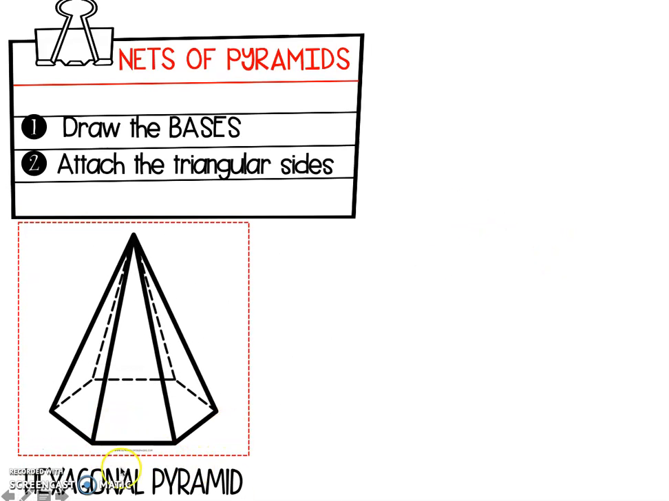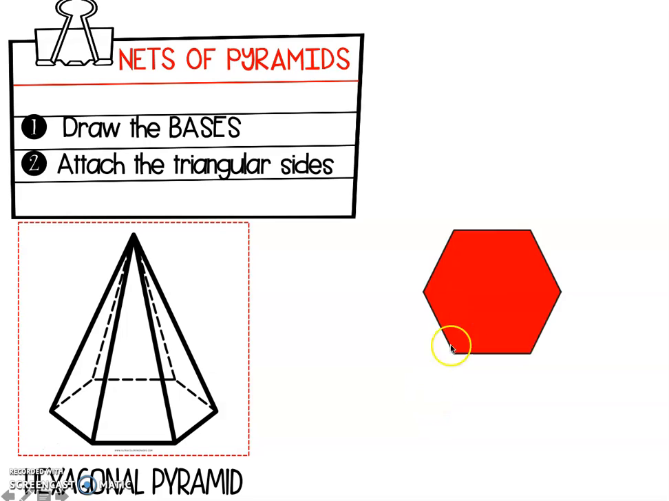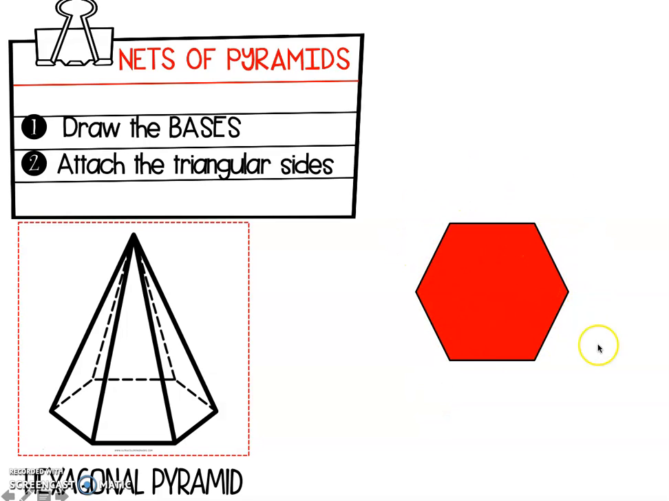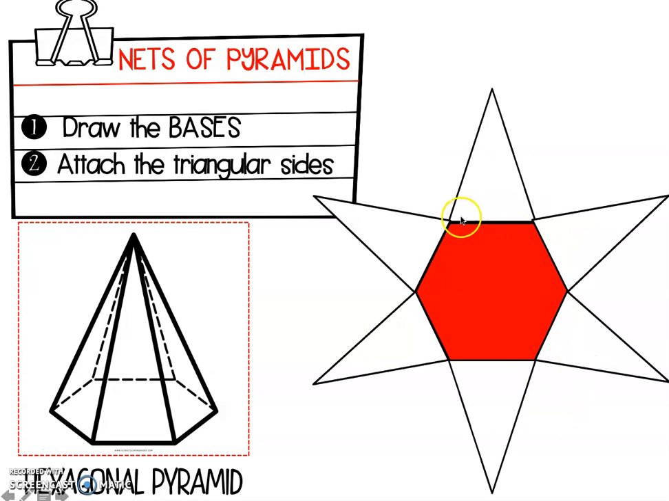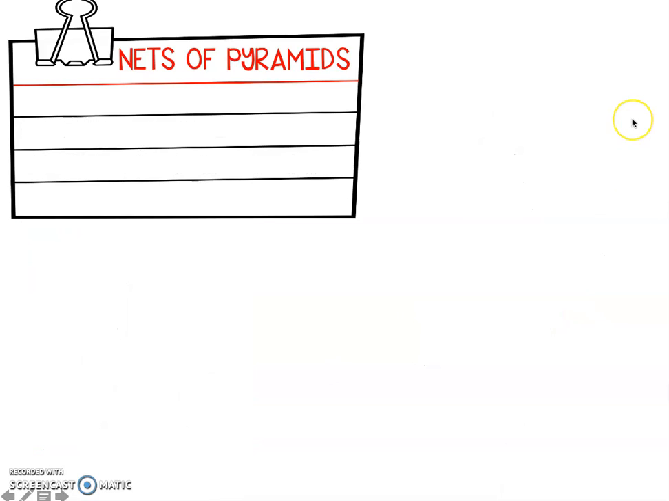This one is a hexagonal pyramid. I'm going to draw the base first. So here's my hexagon. I'm going to draw that first. And then I'm going to attach my 6 triangular sides. So triangle, triangle, triangle, triangle. If we folded it back up, it would meet at that apex and make us a hexagonal pyramid.